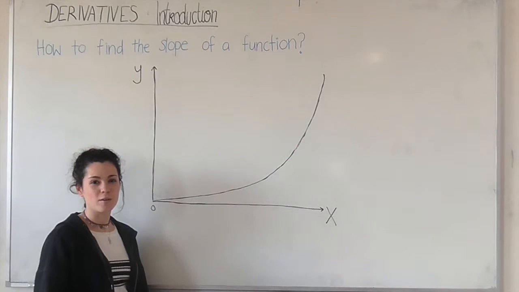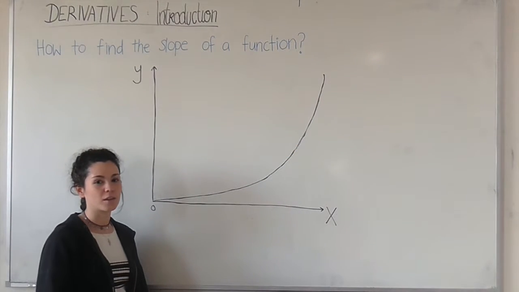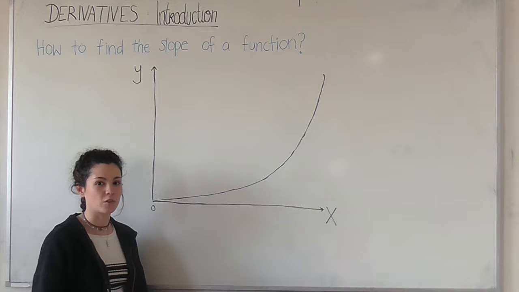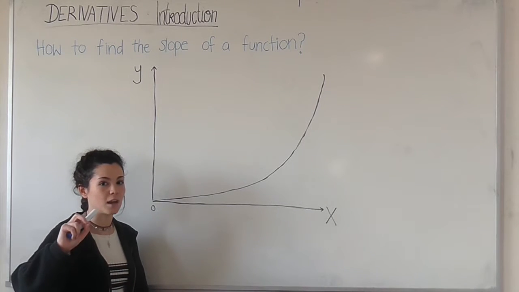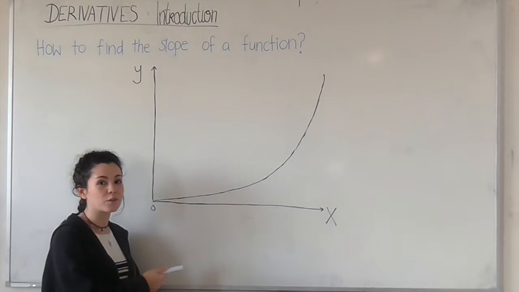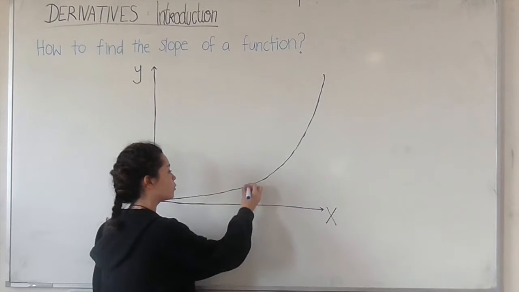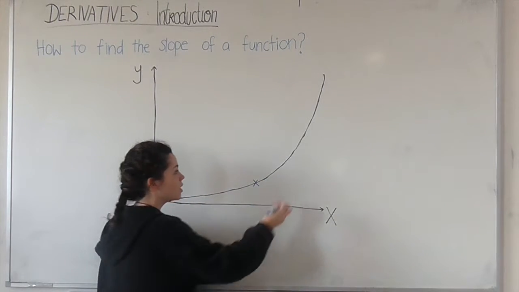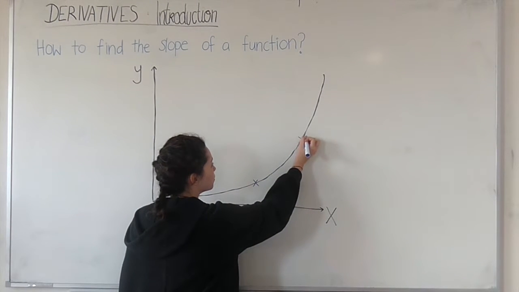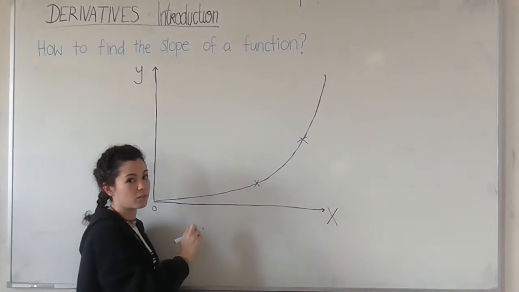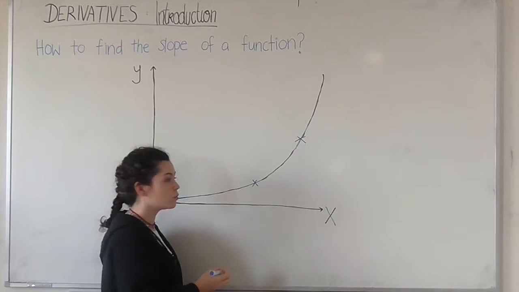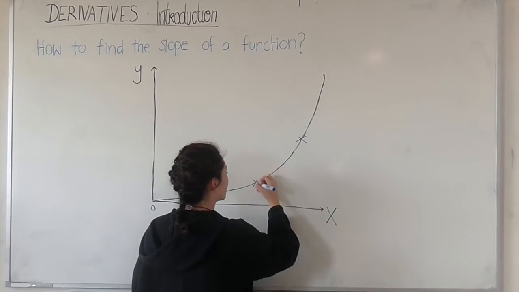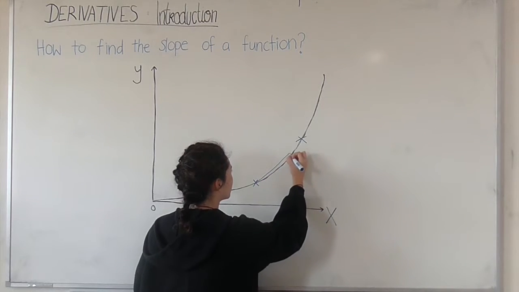So as we saw just now, calculating the slope of a straight line is fairly easy, as you only need to do the change in y over the change in x, and this is going to give you the same value wherever in the line you calculate it. But if you have a curve, and you do the change in y over the change in x, that's going to give you a different value over here than it would give you over here, because the gradient is not constant.